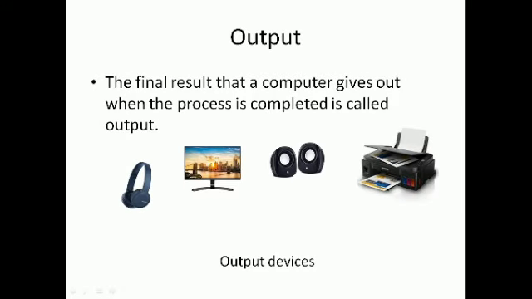The next is output. The final result that a computer gives out when the process is completed is called output. That means after processing the data, the computer will produce a result that is called output. Here you can see some output devices: headphone, monitor, speaker, printer.